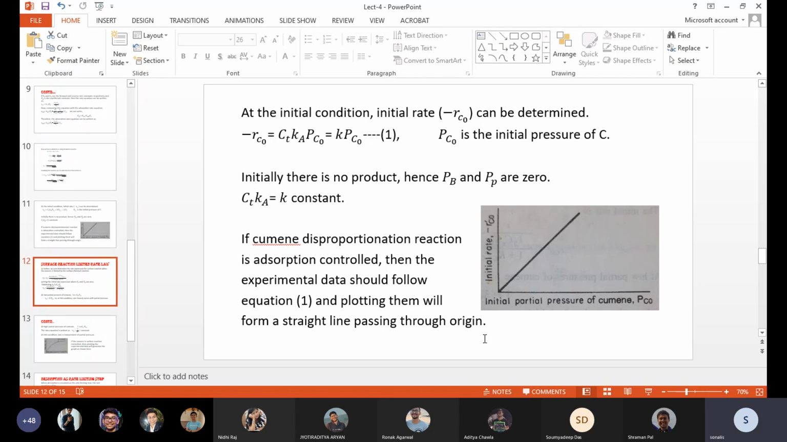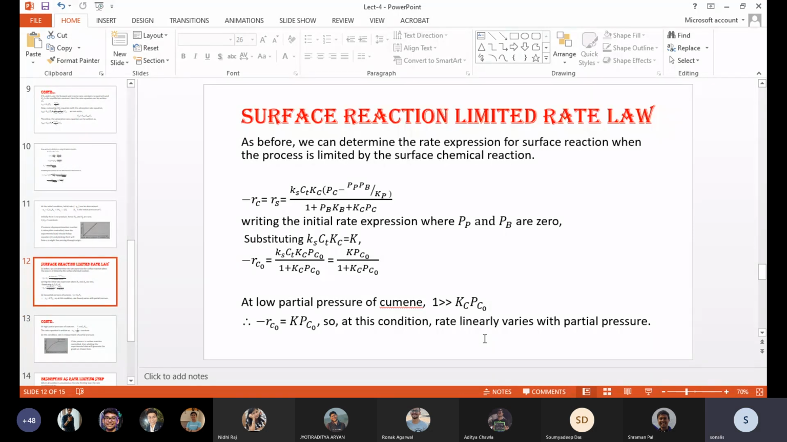Next, say adsorption is not fulfilling this criterion. So we have to go for the next step, which is to consider surface reaction as the rate limiting step. As before, we can determine the rate expression for surface reaction when the process is limited by the surface chemical reaction. Say now surface reaction is the rate limiting step. Then what will happen? We will get this big expression.